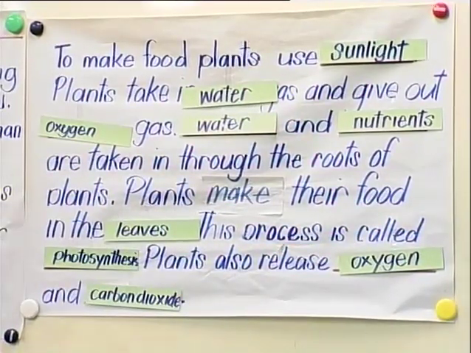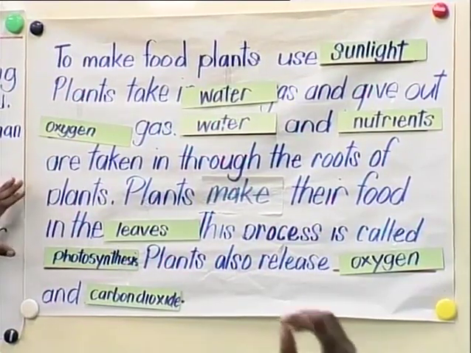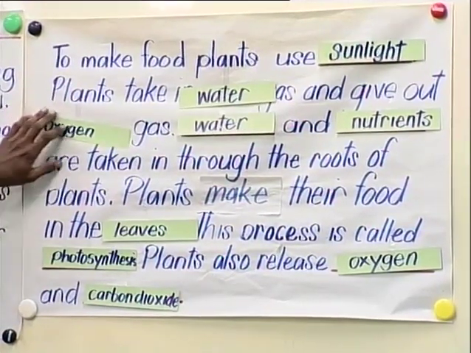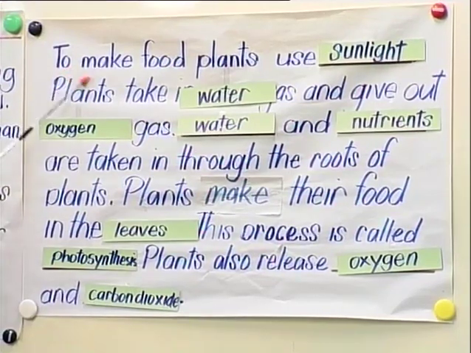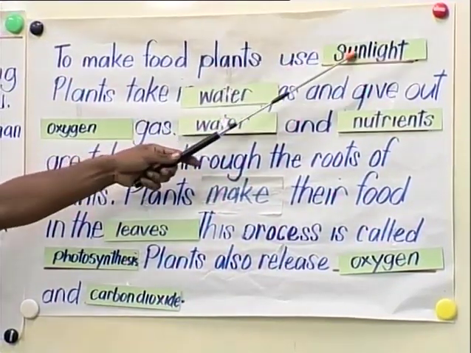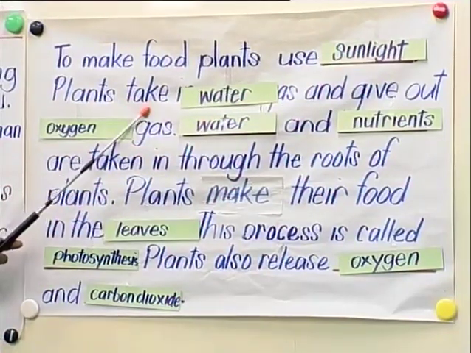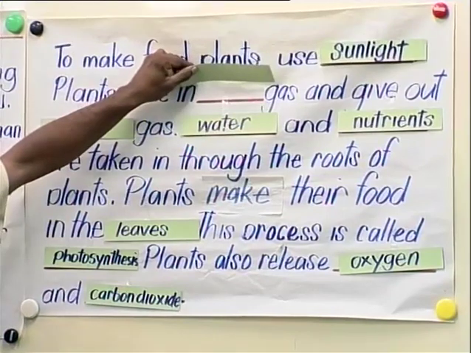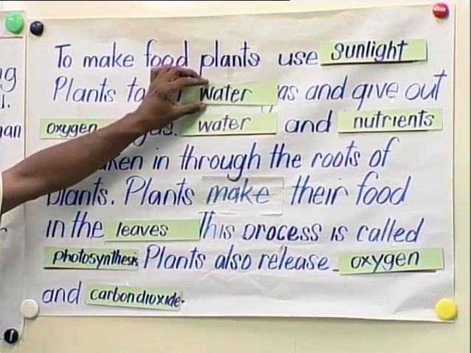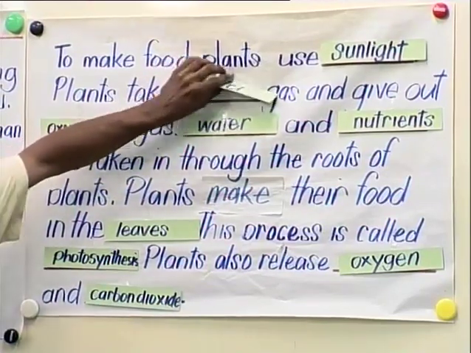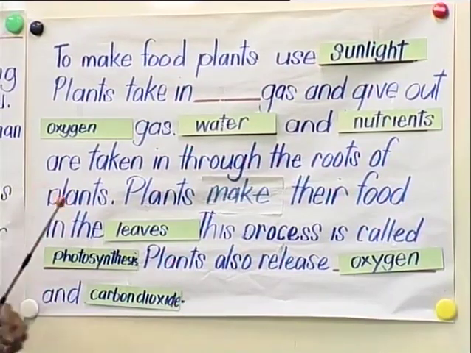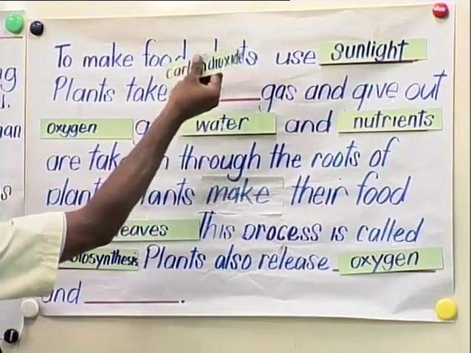All right, let's read. You can read from your books, but we'll have a look at our answers that they have put up first. All right. To make food, plants use sunlight. Plants take in water gas. Is that correct? What is the correction? Carbon dioxide. Okay, so we put that aside and let's shift carbon dioxide.